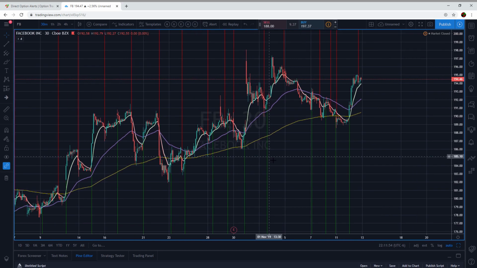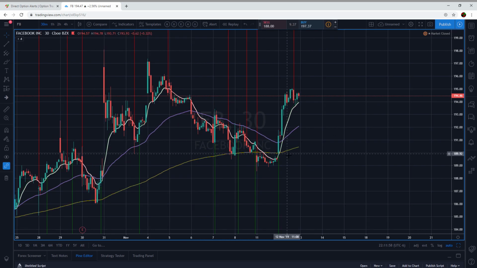So I use two indicators, just the DOA sniper and the exponential moving average, the EMA. So I have three EMAs set up on my chart. I have the white one for the 10 EMA, purple for 50 EMA, and yellow for 200 EMA.